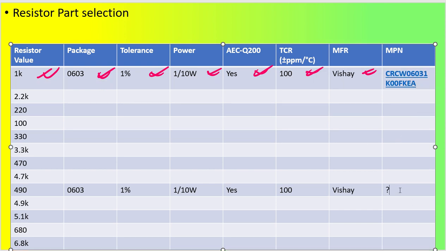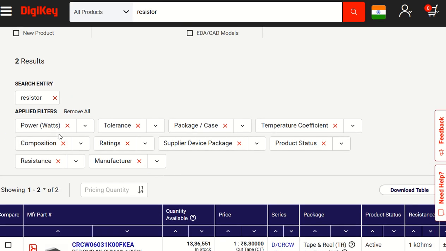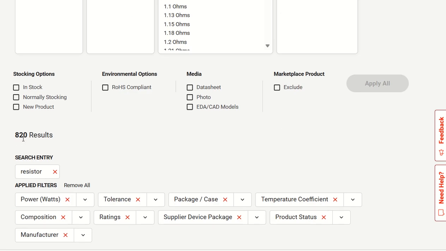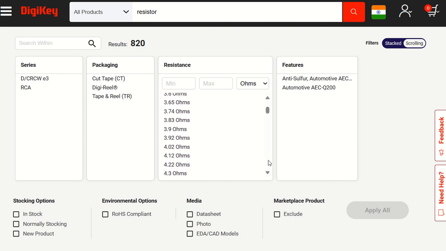Got it? Now I'll just quickly tell one more part number for, let's say, 490 ohm, with almost all these parameters the same, like 0603, 1% and everything the same, only the value of the resistor will change. So we'll go back, and if you want to see it with the same parameters, you can just remove only the resistance value. So the resistance value will be removed, and you can see a total of 820 resistors are there with different values. So you can select the values that you wanted. It is listed now. So try to select your value, 490 ohm, right?